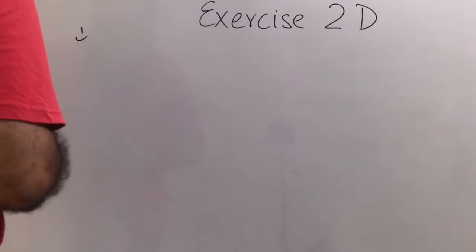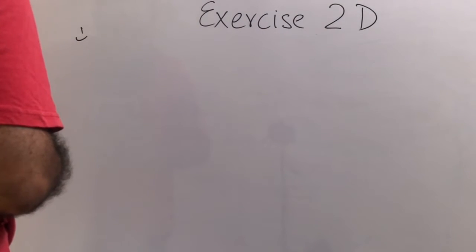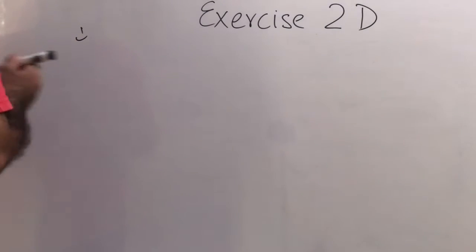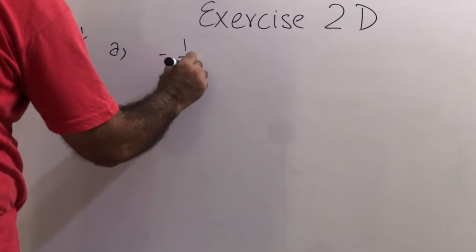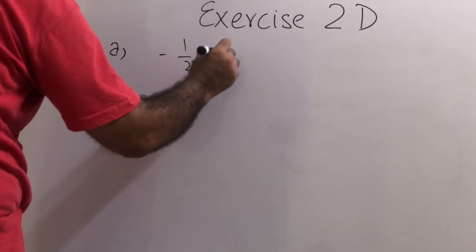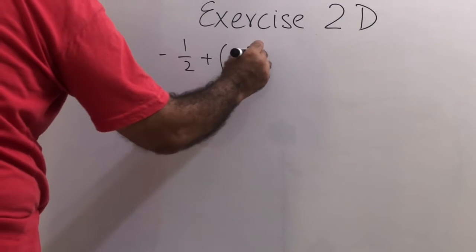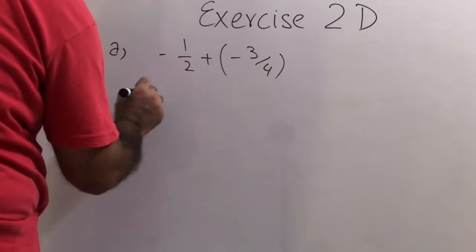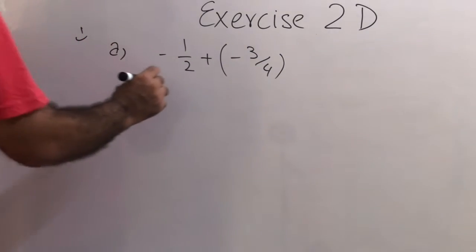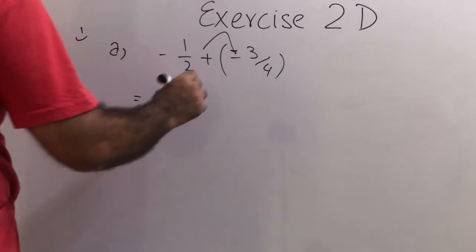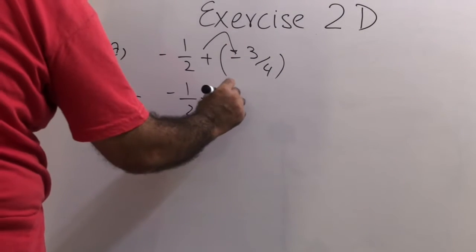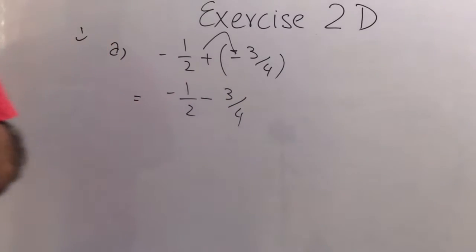Question number 1 says, find the value of each of the following. There are 4 parts. The first part is part A, which is minus 1 over 2 plus, in the bracket, minus 3 over 4. The very first step is that we need to open the bracket. When we open the bracket, plus will be multiplied with the minus, we get minus 3 over 4. Okay, this was the first step.